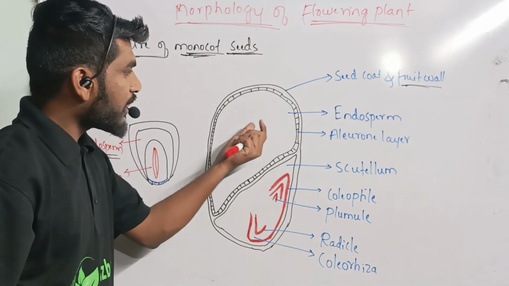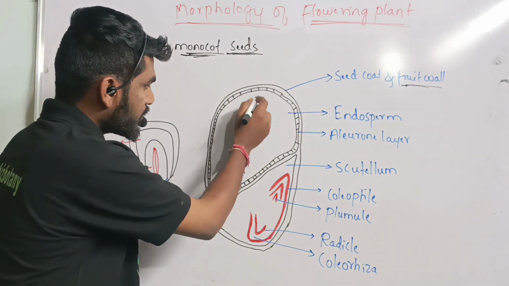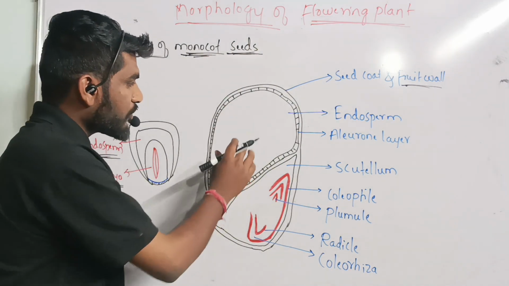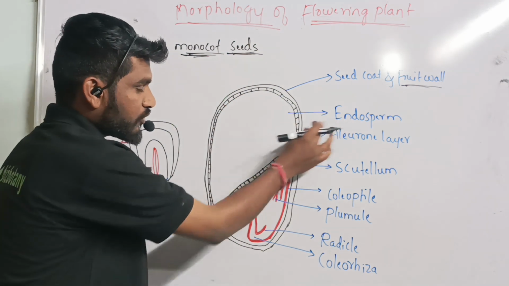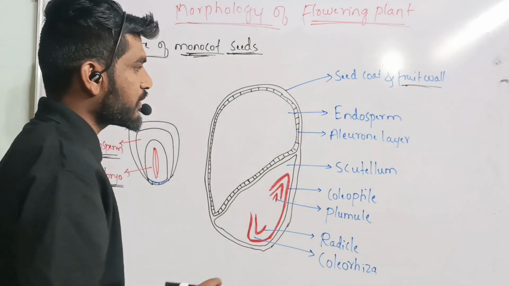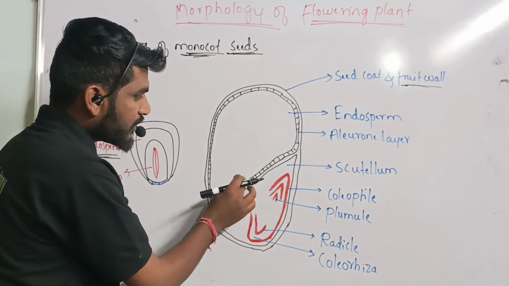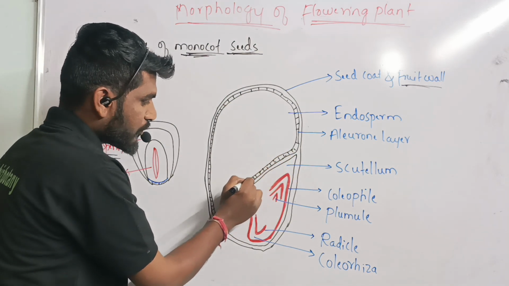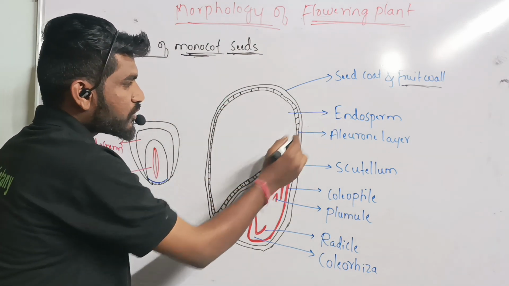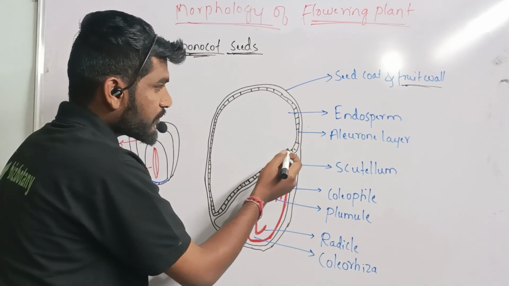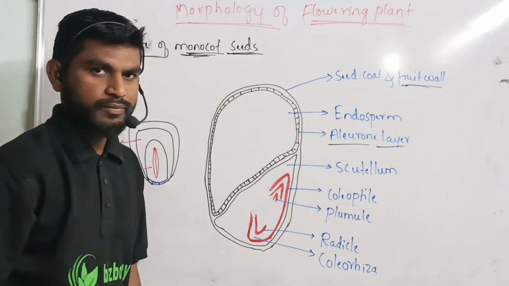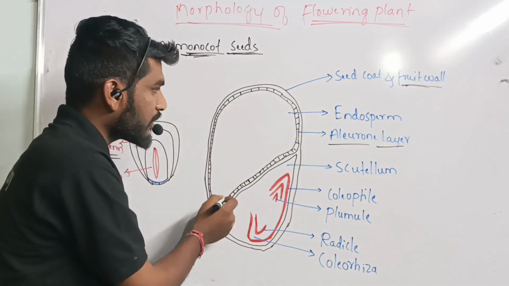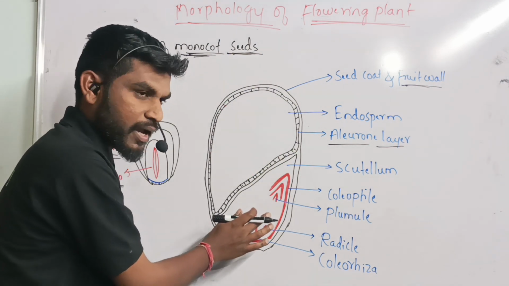It contains an endosperm. Endosperm is somewhat bulky. This region we call the endosperm region. It is somewhat bulky and stores the food material. Around the endosperm we have one layer made up of proteins, which we call the aleurone layer. This aleurone layer separates the endosperm from the embryo.